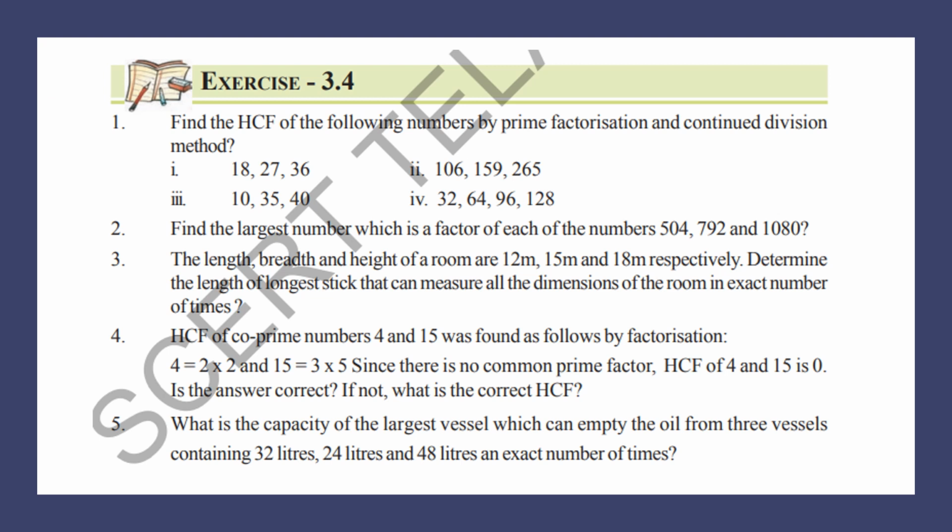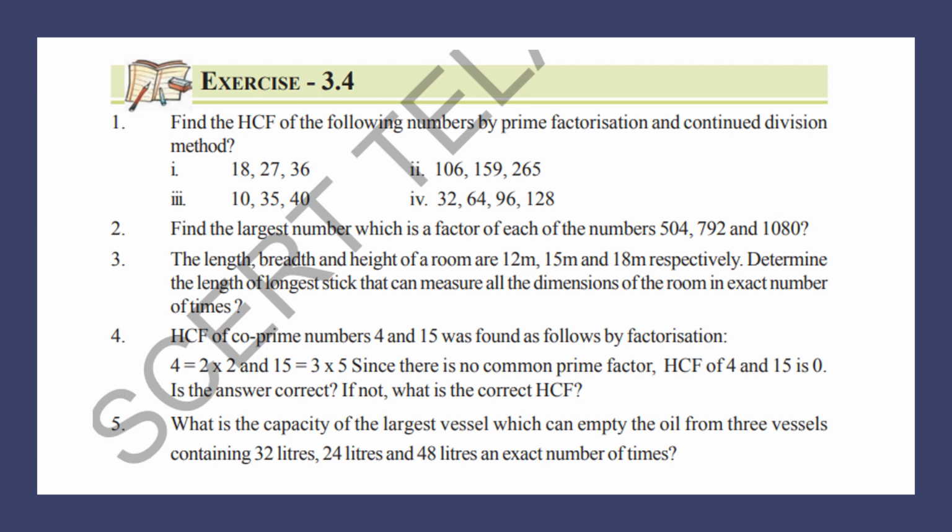The second problem, let us look at it. Find the largest number which is a factor of each of the numbers 504, 792 and 1080. So what is this problem saying? The problem has given three numbers. We have to find the factors of this number. What kind of factor do we have to find? It has to be the largest factor.